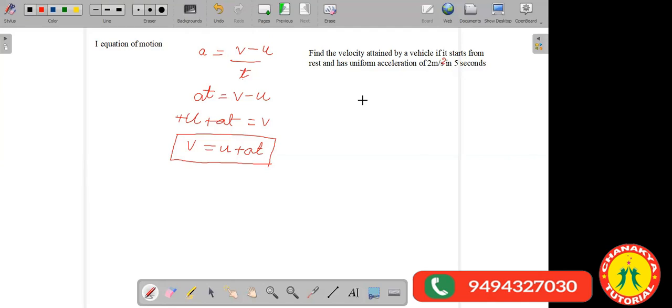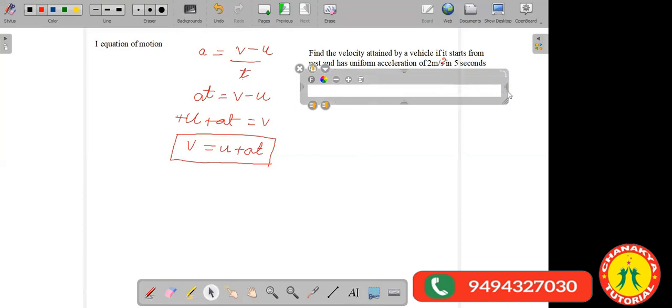I'm waiting for your answer. Final velocity, sir, 10 meters per second. Okay, so the final velocity will be 10 meter per second. Now another similar question.